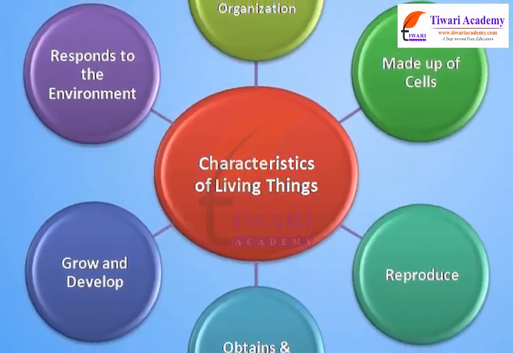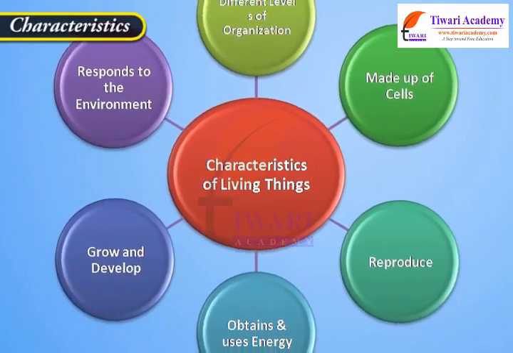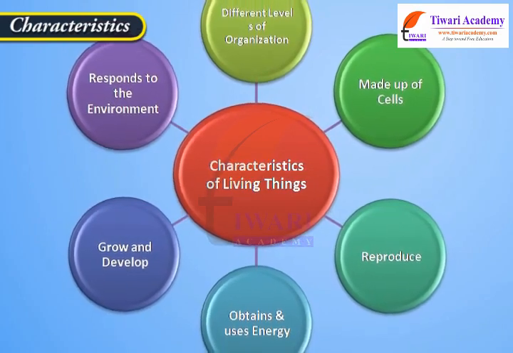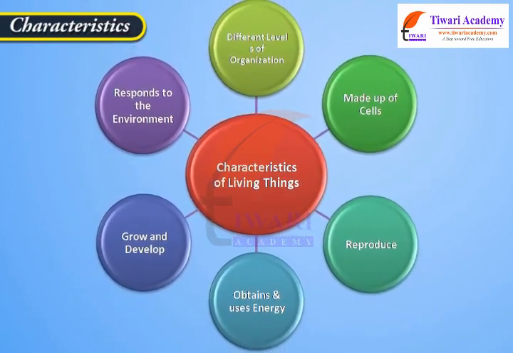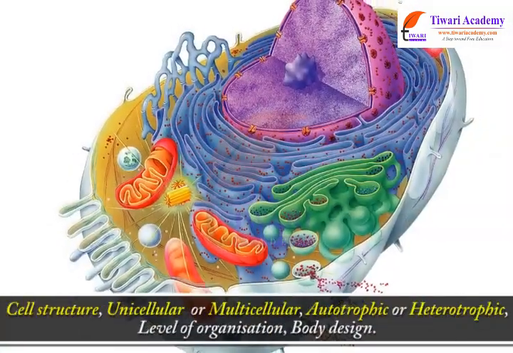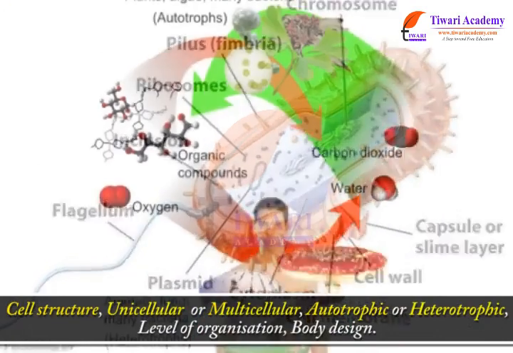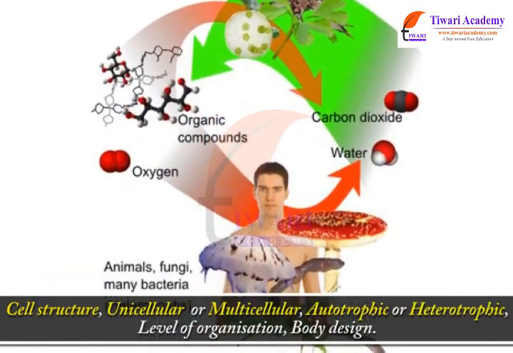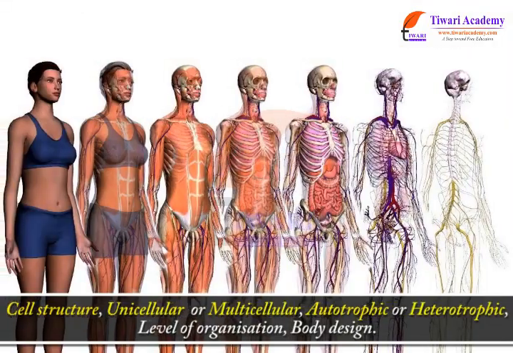So, there is need to decide what characteristics should be considered for classifying living organisms. These characteristics should be interrelated. Some of them are as follows: cell structure, unicellular or multicellular, autotrophic or heterotrophic, level of organization, body design.